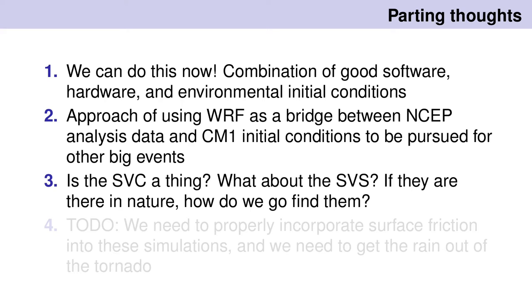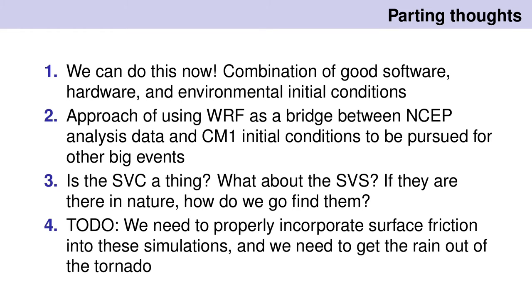Is this streamwise vorticity current a thing? Does it exist in nature? What about this sheet of vorticity? If they're there, how do we find them? They're located in very inconvenient parts of the storm that you're probably going to have to use in situ or maybe LIDAR or something to get. It's very dangerous.